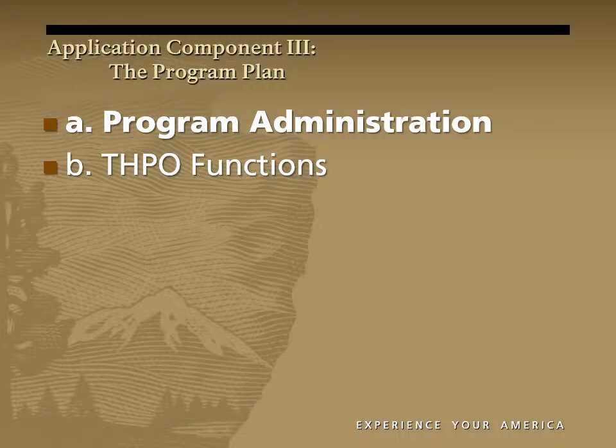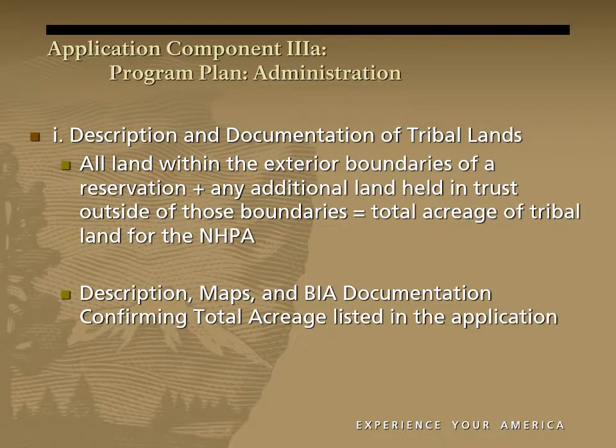Let's discuss the components of the program administration section. The first part of this section involves describing and documenting tribal lands. In the NHPA, or 54 USC, tribal lands are defined as all land within the exterior boundaries of a reservation, plus any additional land held in trust outside of those boundaries. The application asks for a map of tribal lands and a specific number of acres that meet this description. Additionally, BIA documentation or confirmation of the acreage detailed in the application is needed.